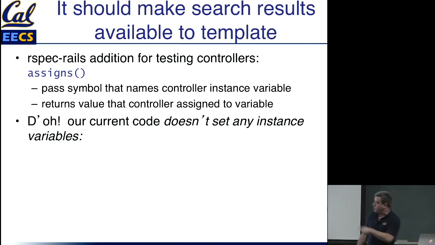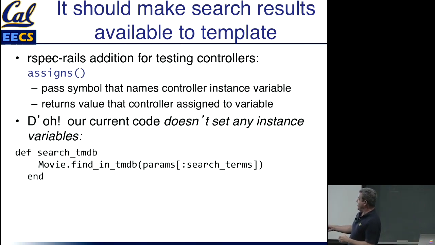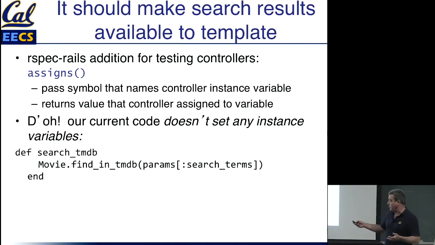And of course, the version of the code that I said before, look, this is just enough code to pass the test. Well, that's true, but it's not going to pass a test that looks for assigning the result because we're not assigning this result to anything. We're just sort of calling this method and we're throwing the result away.